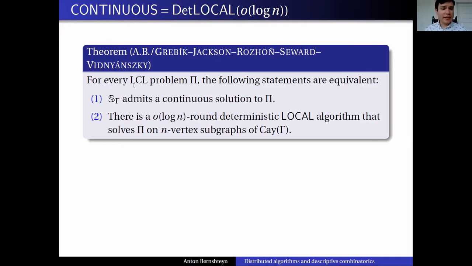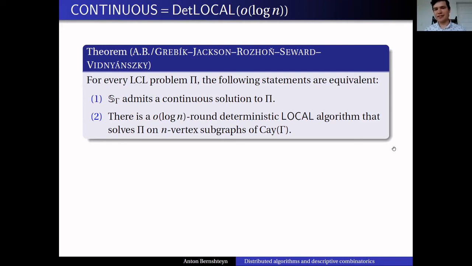It says that for every LCL problem pi, the following two statements are equivalent. We can ask: does the shift graph admit a continuous solution to pi? This is a continuous combinatorics problem. On the other hand, we can look at the finite subgraphs of the Cayley graph and ask: can we solve the problem pi using a fast deterministic local algorithm? These two things are equivalent to each other.